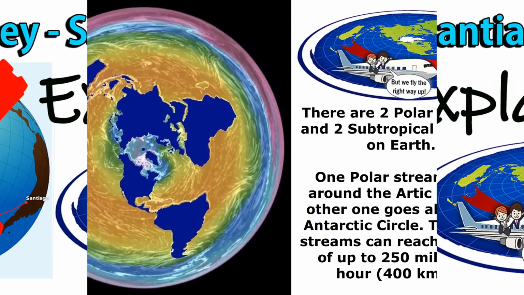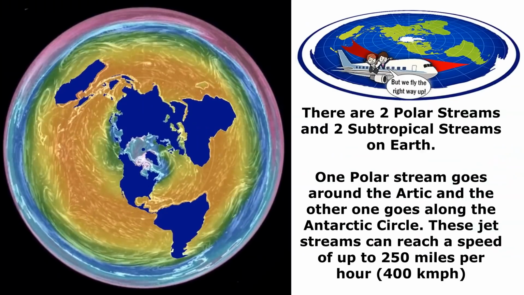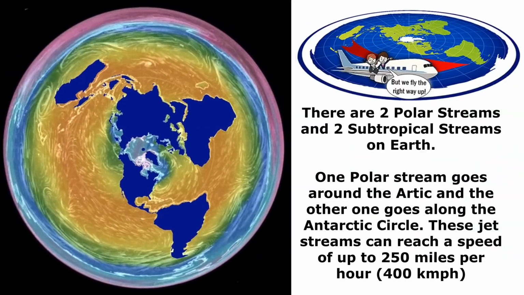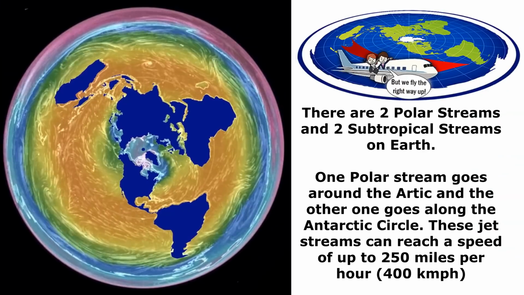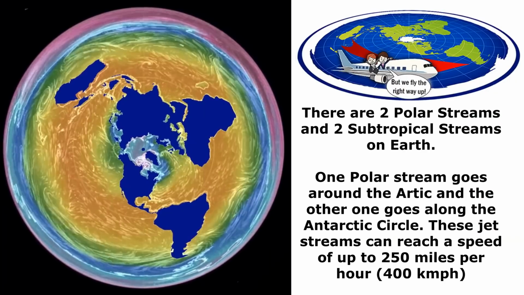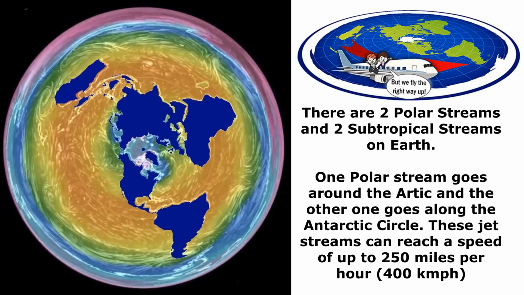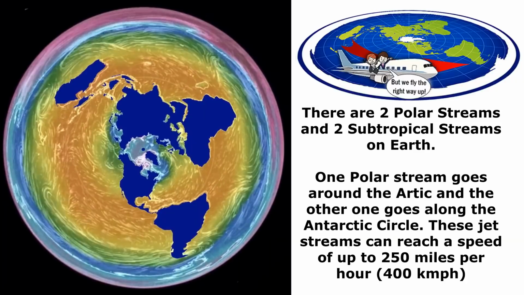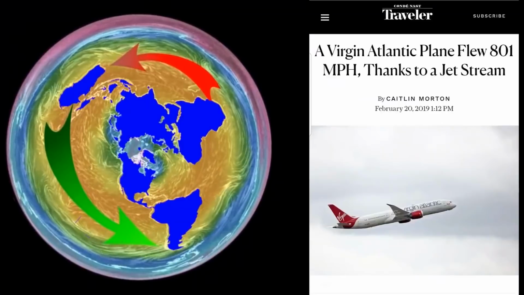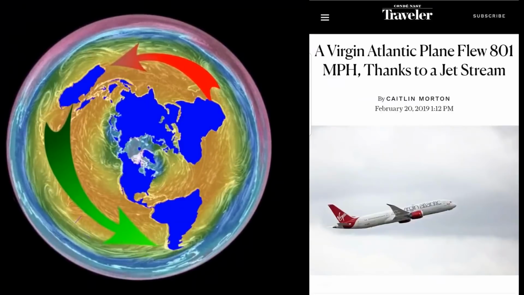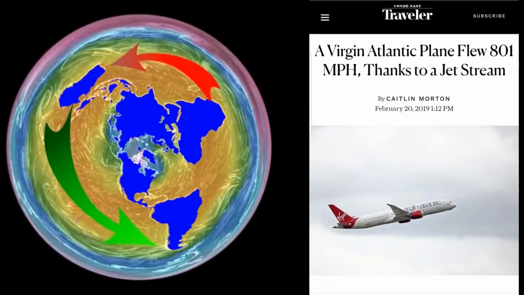There are 2 polar streams and 2 subtropical streams on Earth. One polar stream goes around the Arctic, and the other one goes along the Antarctic Circle. These jet streams can reach a speed of up to 250 miles per hour, or 400 kilometers per hour. You can see here the wind currents going around the edge of the flat Earth.